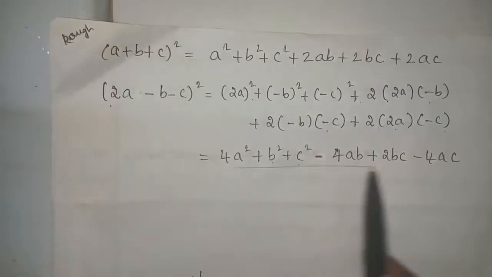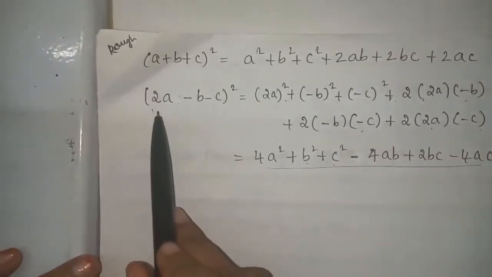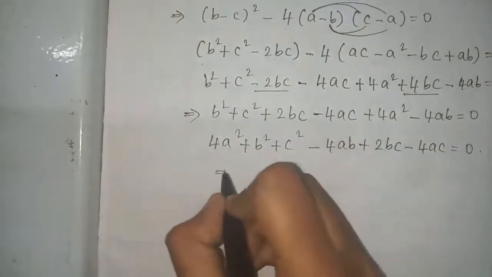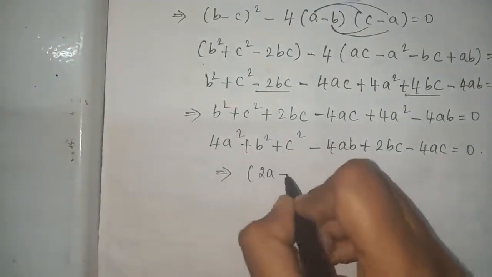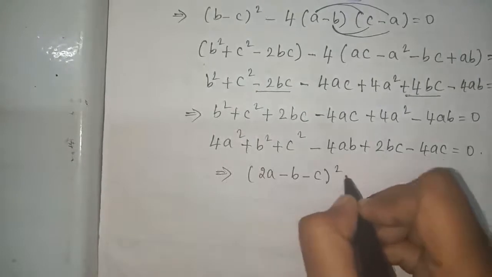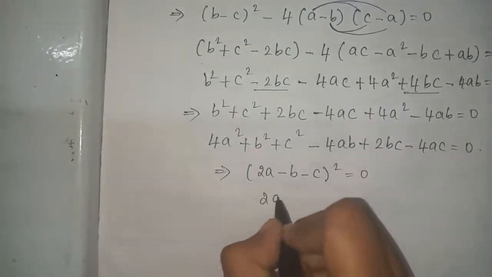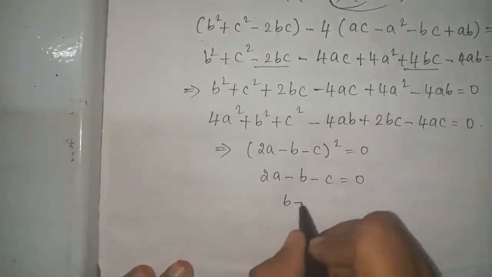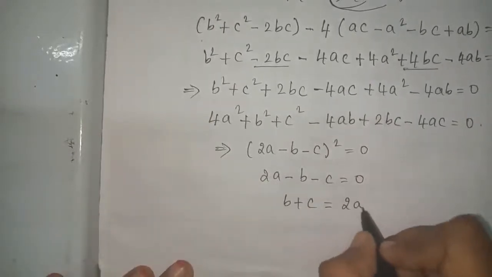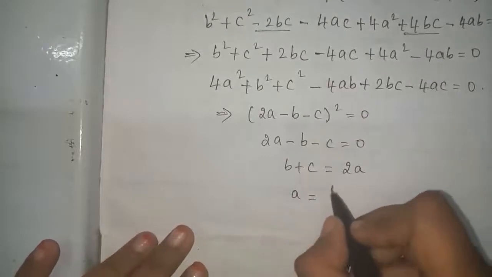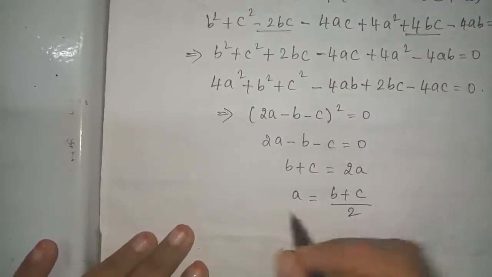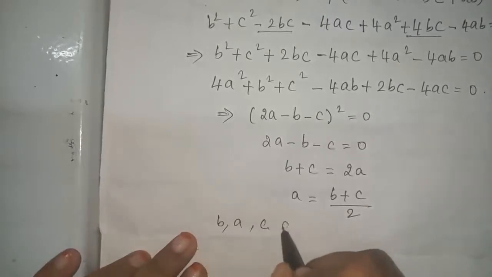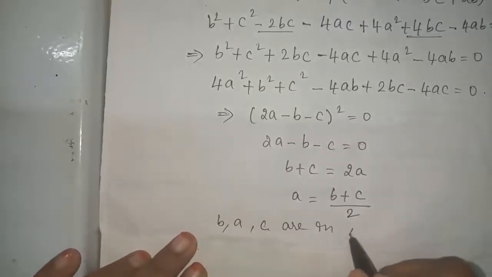So instead of this you can write 2a minus b minus c the whole square. Which implies 2a minus b minus c the whole square is equal to 0, so 2a minus b minus c is equal to 0. So b plus c is equal to 2a, and a is equal to b plus c by 2. Therefore b, a and c are in arithmetic progression.